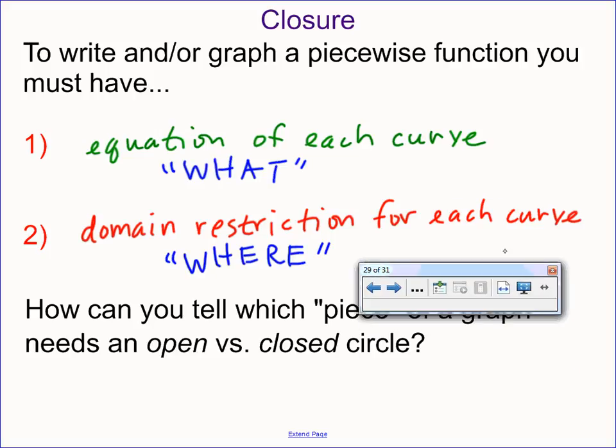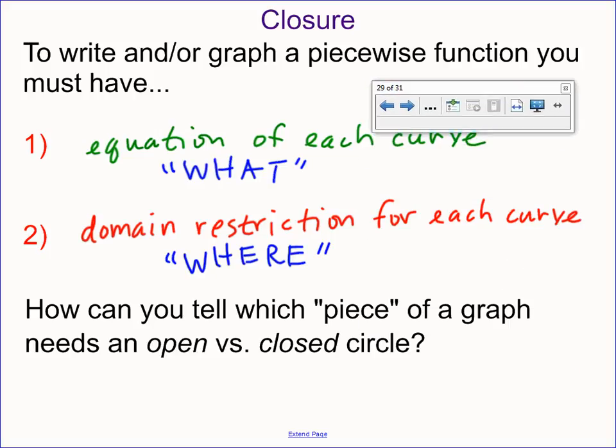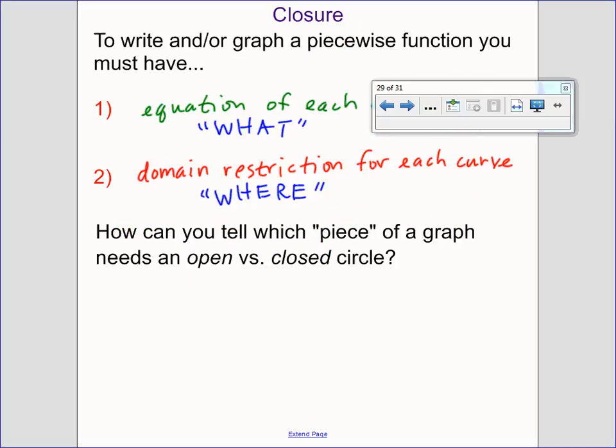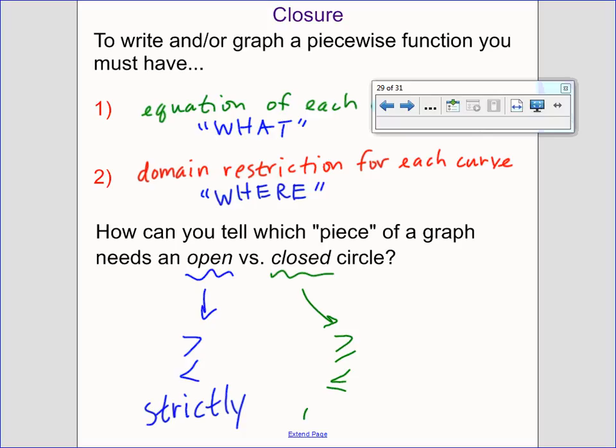Nice job. How can you tell which piece of a graph needs an open versus a closed circle? Casey? Without the equal sign, it's open because it's a specific value. Good. So a strictly inequality symbol without the or equal to will give us an open circle, right? An open circle where we don't fill in versus closed. Casey, did you say? It's the greater than or less than. Good. That's the or equal to, the or equal to.